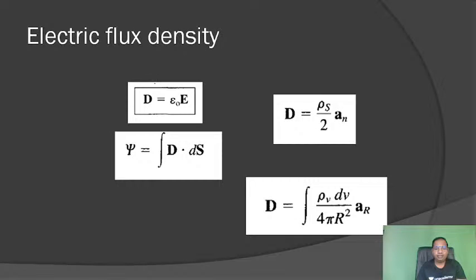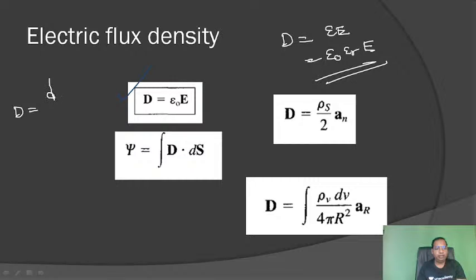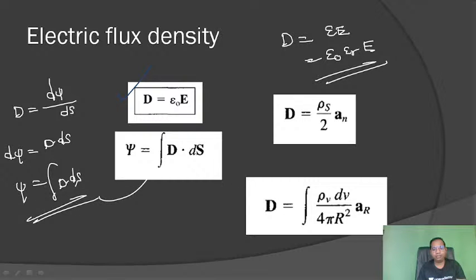Coming to the electric flux density, we can take that D is equal to epsilon naught into E, or else D is equal to epsilon into E, and this epsilon can be written as epsilon naught into epsilon R into capital E. D represents the electric flux density, that is the rate of change of flux with respect to the surface, and it can be written as d phi is equal to D into ds. If I take the integration on both sides, then phi is equal to integration of D into ds. That's what this expression is, and D also can be expressed like this.